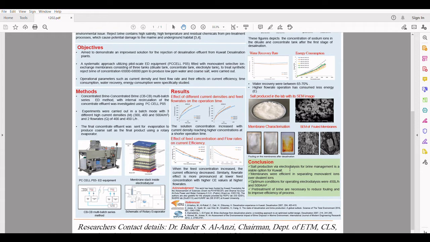Now Dr. Badar will quickly show you the PCCell P05 ED unit that we have used in the lab and also the fouled membrane from the electrodialyzer after the experiment.